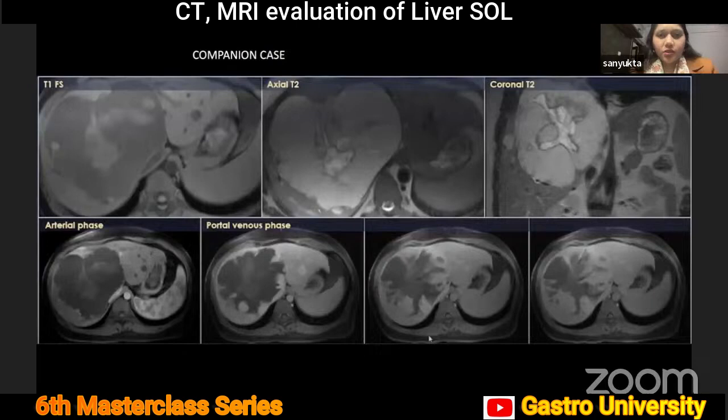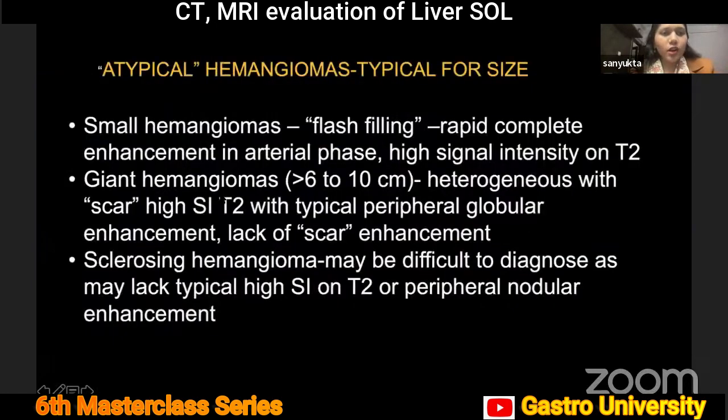So this was a companion case on MR. This giant lesion with a scar. Now, the scar shows peripheral discontinuous enhancement with progressive fill-in of the contrast. So these are the atypical hemangiomas. We'll call them giant hemangiomas, which are greater than 6 to 10 centimeters. What is important is that we feel this is a scar, and it should also enhance, because hemangioma finally enhances completely. But this is usually a fibrous scar.